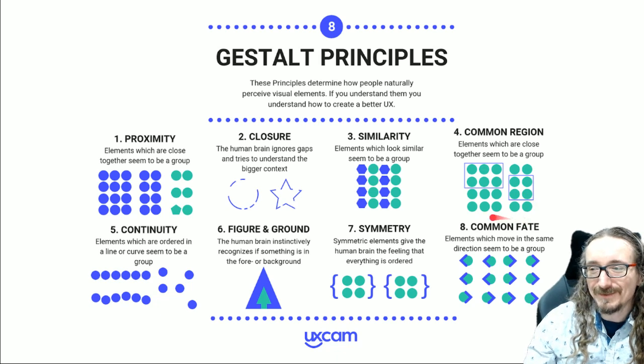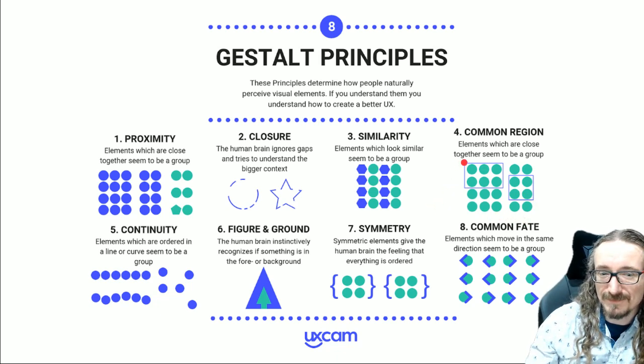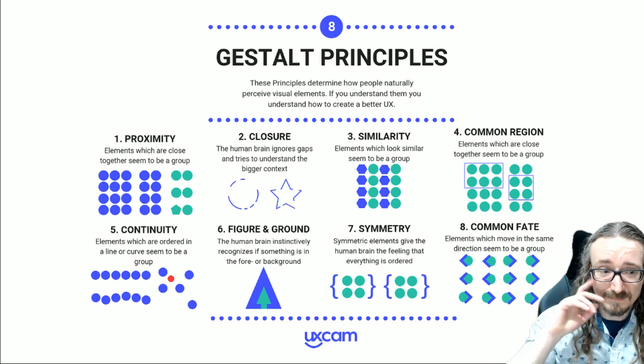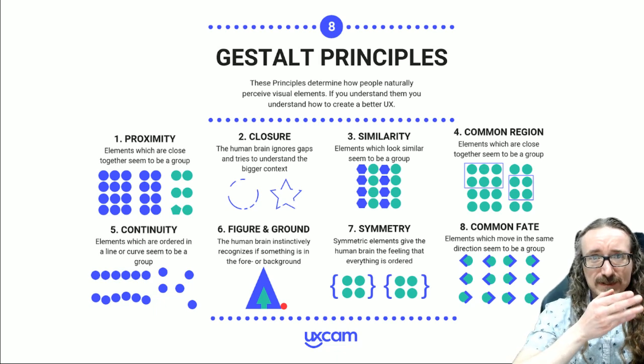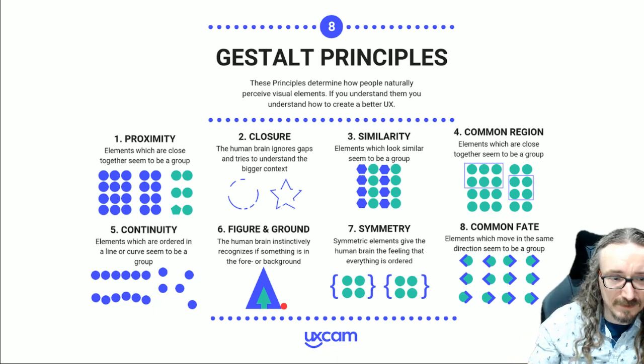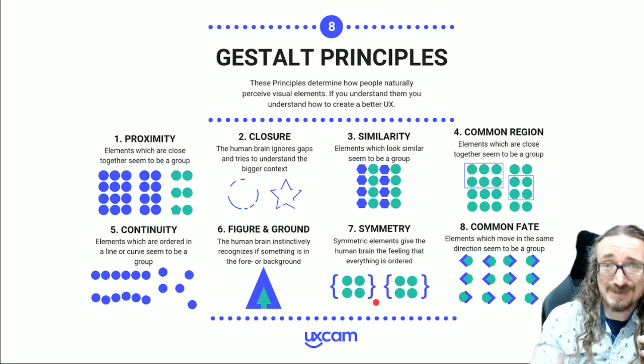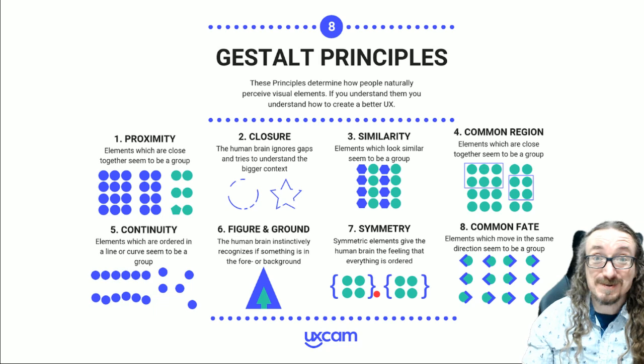This is one that I don't know why there's a separate one. It feels like some of the other ones to me. The continuity one I like. Elements which are ordered in a line or curve seem to be in a group. When I look at this, number five, I see two groups and then a bunch of random elements. I think what's happening is this is forming a continuous line, and once you get beyond there, these other ones are just spread out. Doesn't look like much, right? Figure and ground: this is what's deeper inside the picture or further away from the viewer versus what's up close to you. You tend to notice what's right in front of your face, so to speak, rather than the stuff in the background.